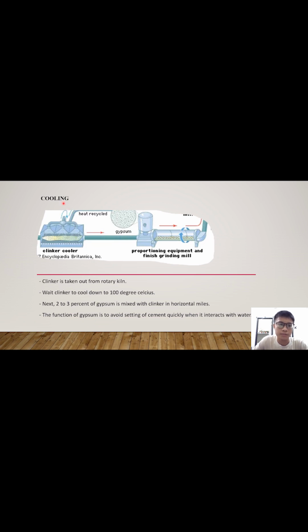The next step is cooling. Clinker is taken out from the rotary kiln. Wait for the clinker to cool down to 100 degrees Celsius. Next, 2 to 3% of gypsum is mixed with the clinker in horizontal mounds. The function of gypsum is to avoid the cement setting quickly when it interacts with water.